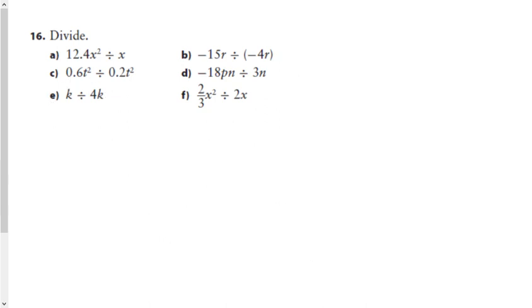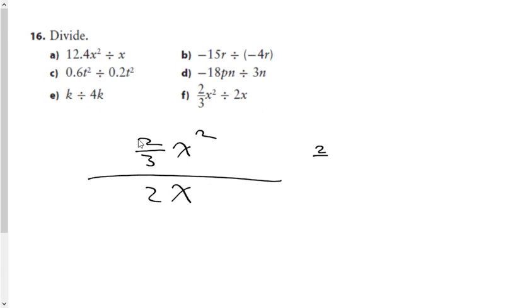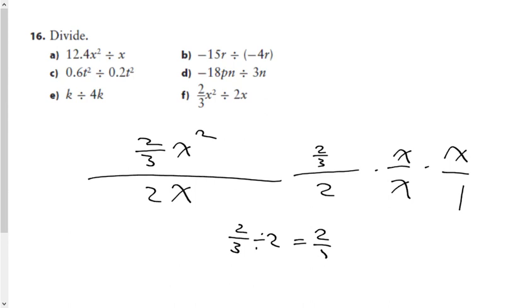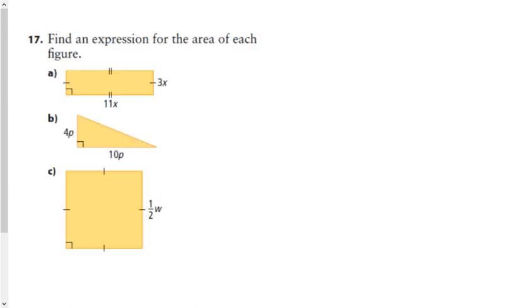And our last one, 2/3 x squared divided by 2x. If I rethink my parts here, so 2/3 divided by 2 multiplied by x over x multiplied by x over 1. 2/3 divided by 2 is the same thing as 2/3 multiplied by the reciprocal of 2. And what's the reciprocal of 2? 1 over 2.